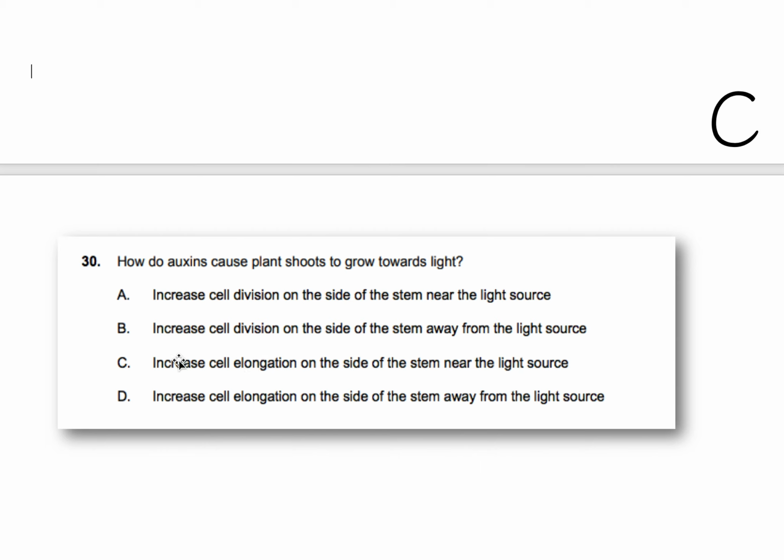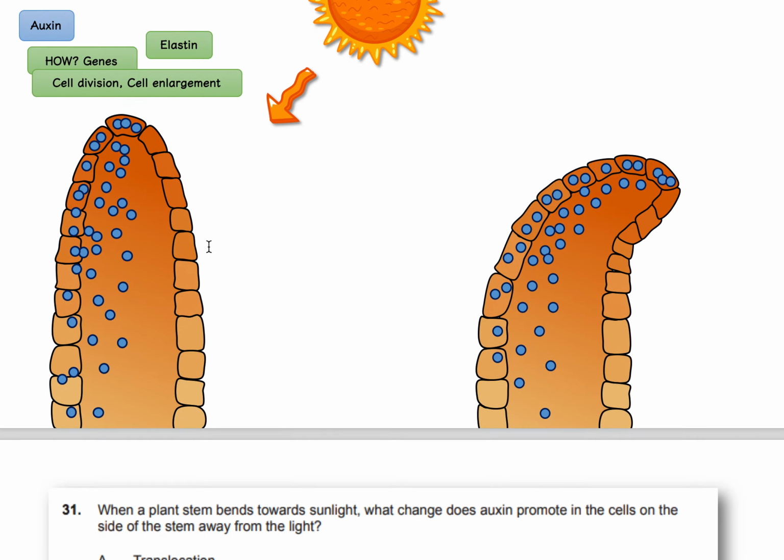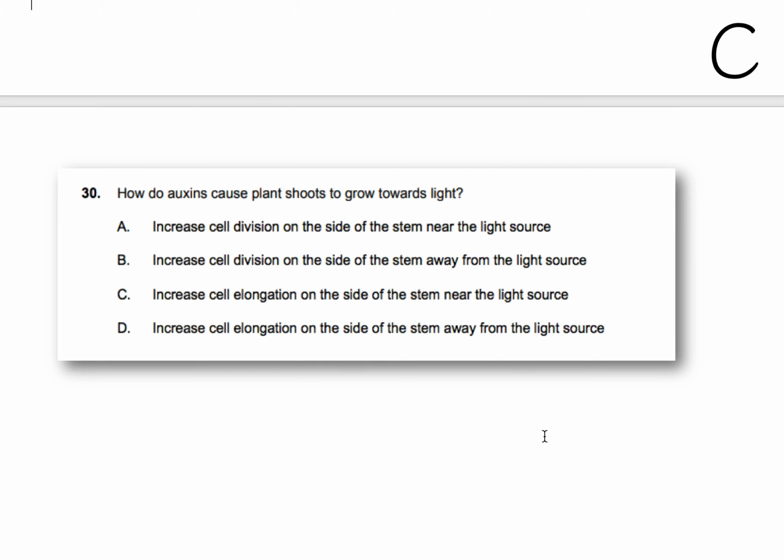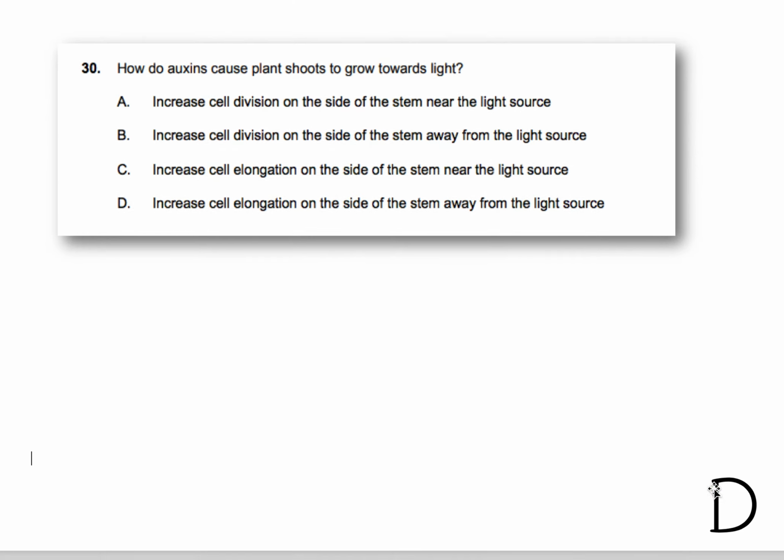So we can automatically kind of think it's going to be C or D rather than A or B. Now, what else is wrong with A? They're saying the side of the stem near the light source. No. It's the side of the stem opposite to the light source. The place where the cells near the light source will definitely not grow. So that's why two things are wrong with A. And with B, there's only one thing wrong, the cell division part. And what's wrong with C? Cell elongation is correct, but they're saying the side of the stem near the light source. So we know that's wrong. It should be away from the light source. Therefore, it's definitely going to be D, okay? D.